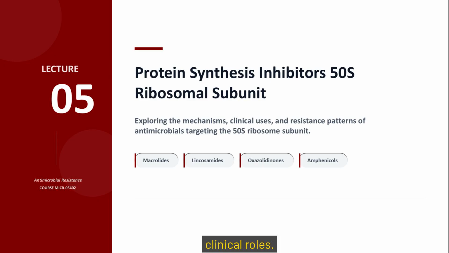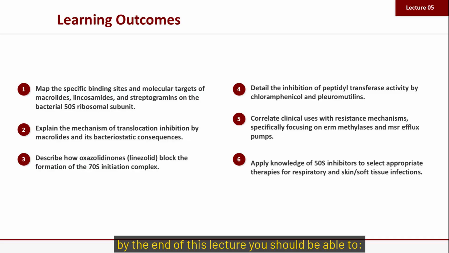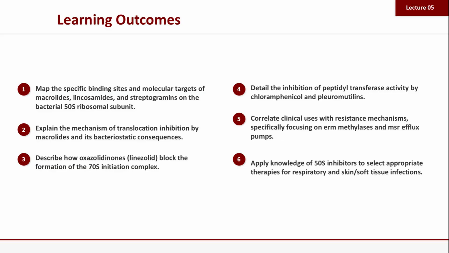By the end of this lecture you should be able to understand where different drugs bind on the 50S ribosome and how they block protein synthesis. Explain key mechanisms like translocation inhibition, initiation block, and peptidyl transferase inhibition. You should also be able to connect this knowledge with resistance mechanisms and apply it in clinical decision-making, especially for respiratory and soft tissue infections.